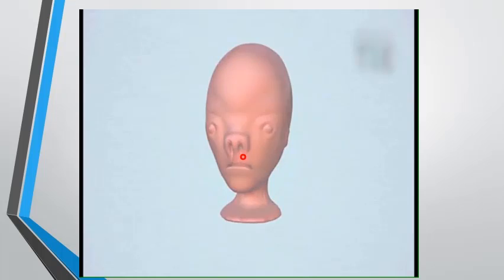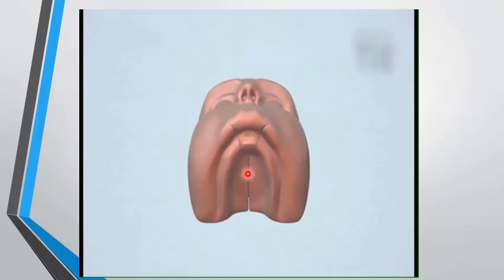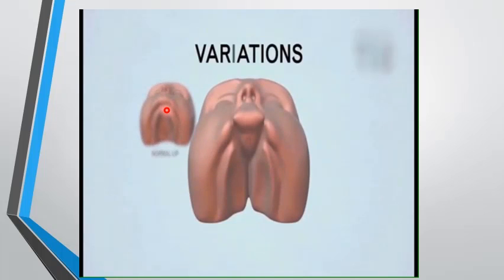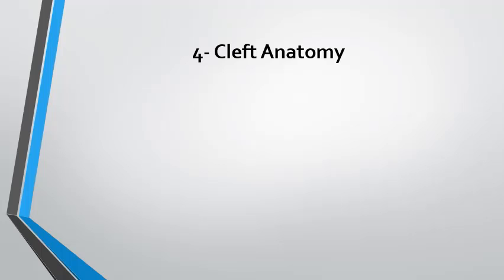From inside the mouth, here the two palatine shelves unite with the primary palate. After we figured out the embryological origin of the cleft, now let's see how this embryology presents itself on the anatomy.